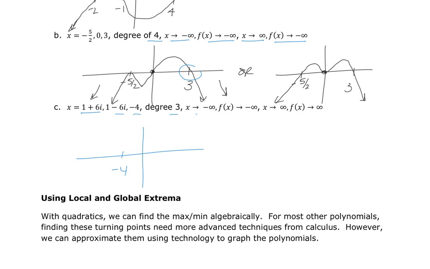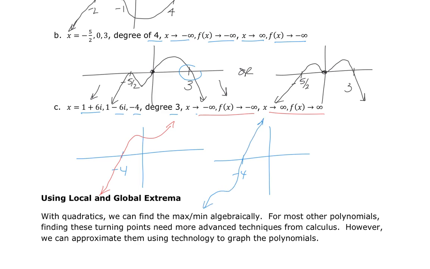As x goes to negative infinity, the function goes down. As x goes to positive infinity, the function goes up. So it's going to look something like this. Or it could look something like this.